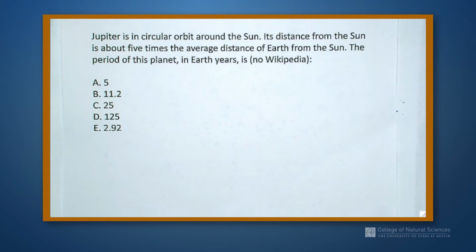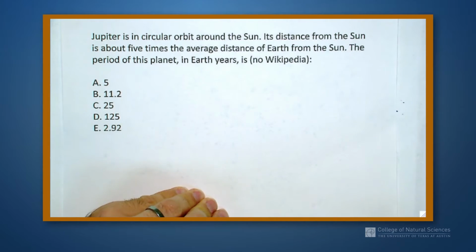So we have this question that says Jupiter is in a circular orbit around the Sun. Pretty close to true. Its distance from the Sun is about 5 times the average distance of the Earth from the Sun. The actual value is 5.2, but 5 is close enough. And we want to know what's the approximate period of Jupiter in terms of Earth years.